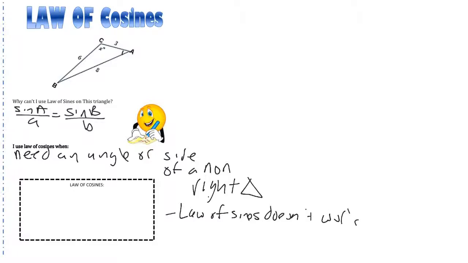Now, what is the law of cosines? Write it here in this box, but I'm going to write it a little bigger so you can see it over here on the right. So the law of cosines is c squared equals a squared plus b squared minus 2ab cosine of angle C.